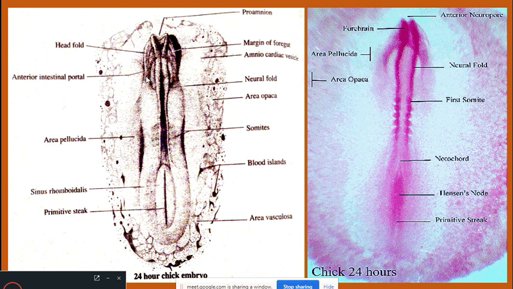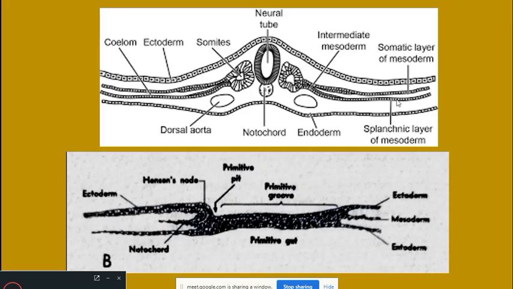Okay. And now what happens? At this region, the splanchnic mesoderm will undergo thickening and give rise to the heart primordia from which the heart is formed. So at the intestinal portal region, the coelom dilates to form the pericardial cavity, and the splanchnic layer of the mesoderm will undergo thickening and give rise to the primordia of the heart. Okay. So the heart is formed from the splanchnic layer of the mesoderm.